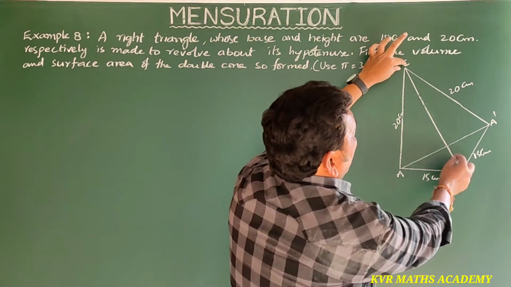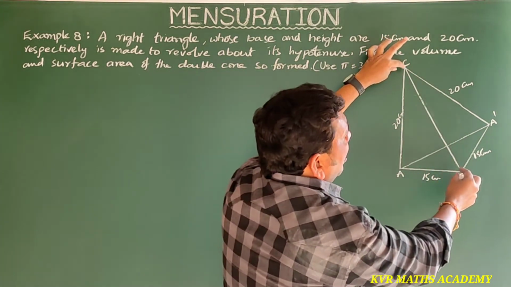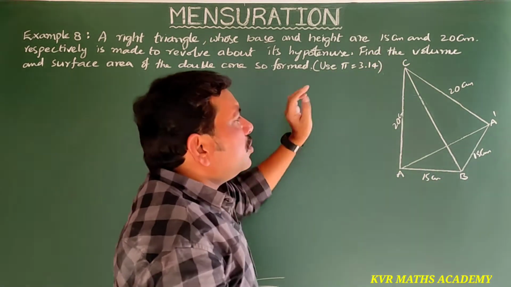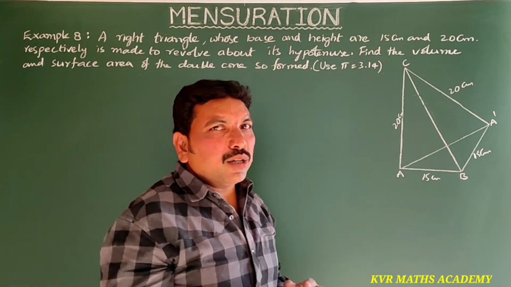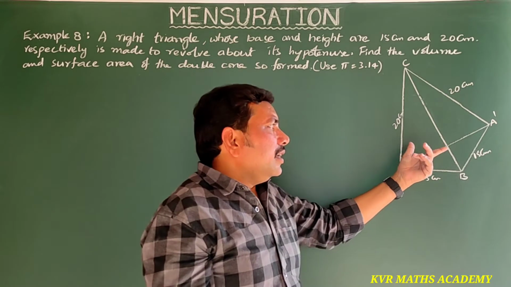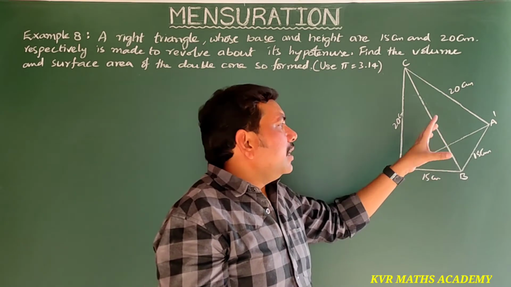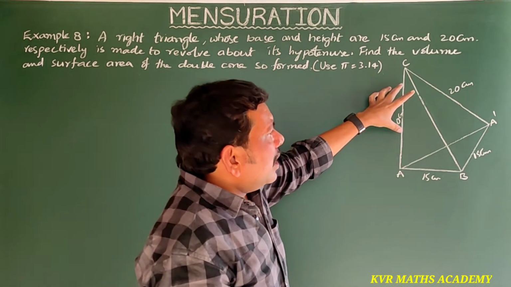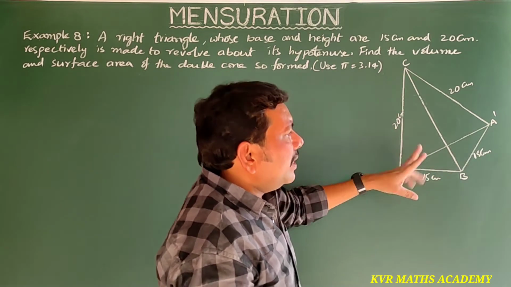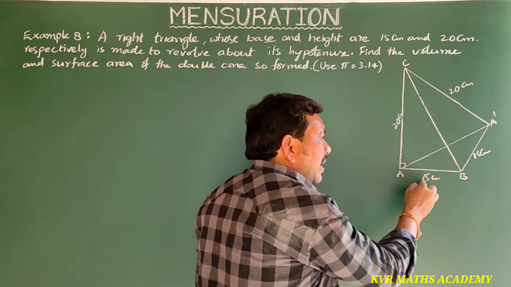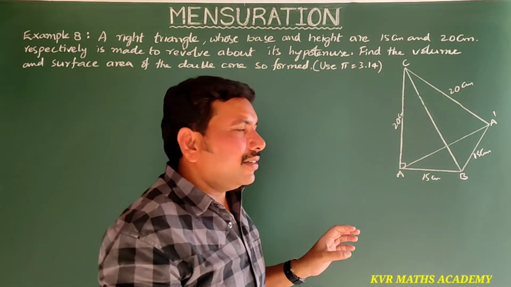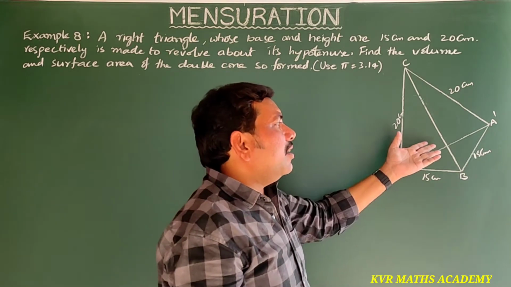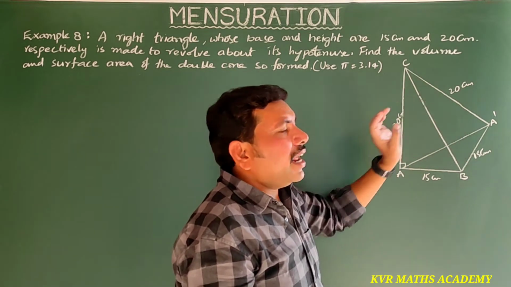Made to revolve about it. BC is the hypotenuse now. So it is made to revolve about its hypotenuse. Find the volume and surface area of the double cone so formed. If you see the textbook itself, the diagram will be confusing. So look at this diagram, then you can easily find it. Right angle triangle ABC is there, right angle is at A, its base is 15 centimeters and height is 20 centimeters. Next, it revolves about its hypotenuse, then a double cone is formed.